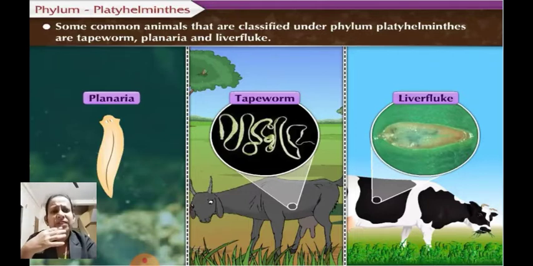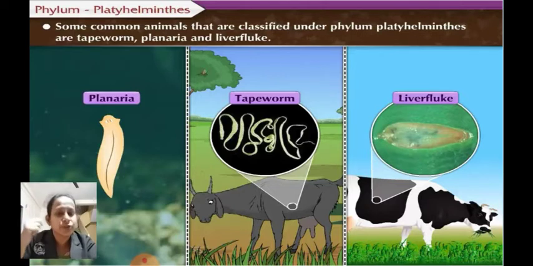Okay, so it is mostly found in the guts of the goat, and liver fluke is found in the guts of the cow. So these are endoparasites, whereas planaria, which is a free living organism, is found in aquatic habitat. Fine. Now this is regarding Platyhelminthes. Now let us go a little further.